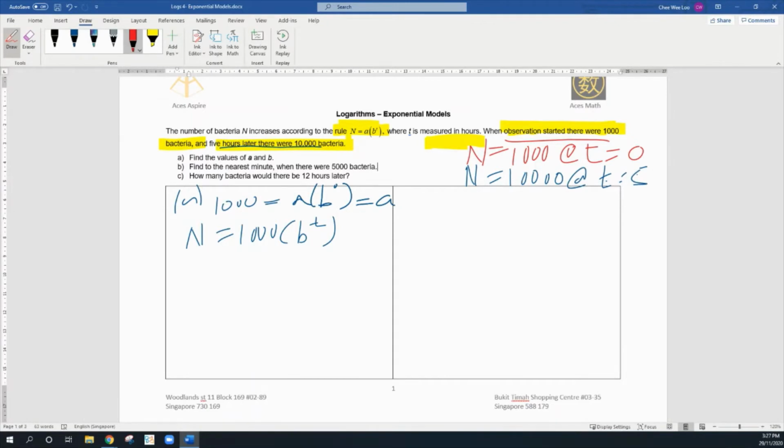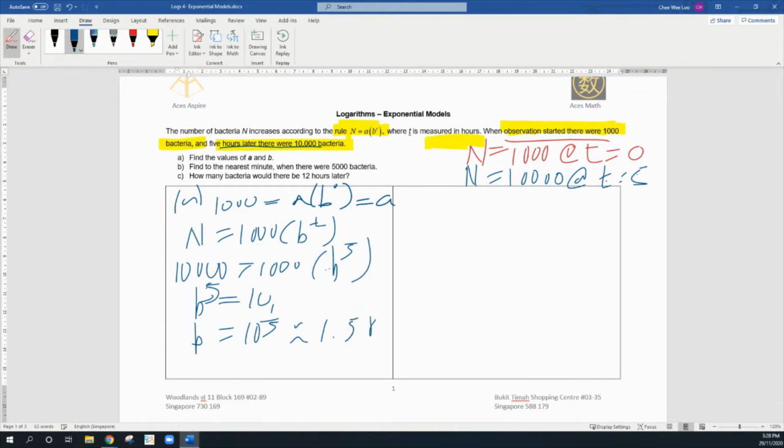Substituting the second piece of information in, we have 10,000 is equal to 1,000 b to the power of 5, which means that b to the power of 5 is actually just equal to 10, and b is 10 to the power of 1/5, or equivalently 1.58 at 3SF level.